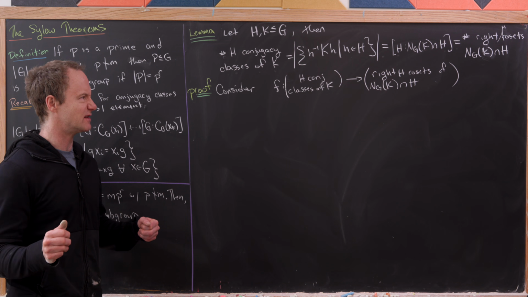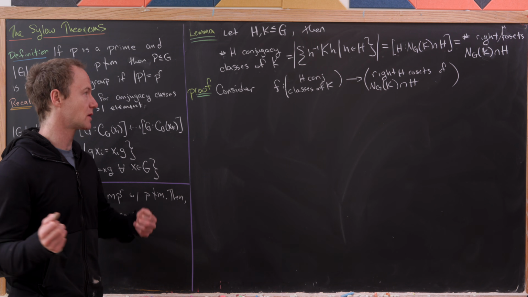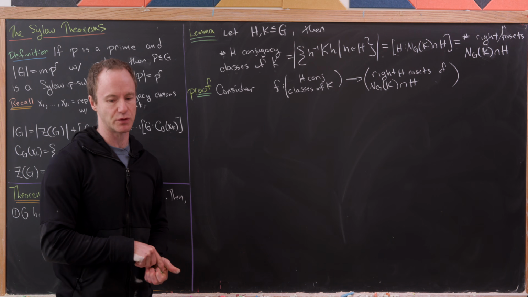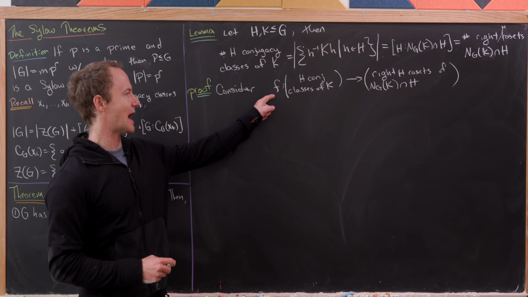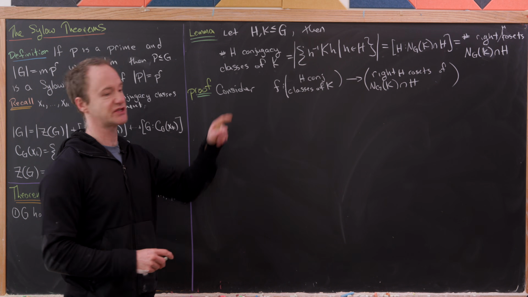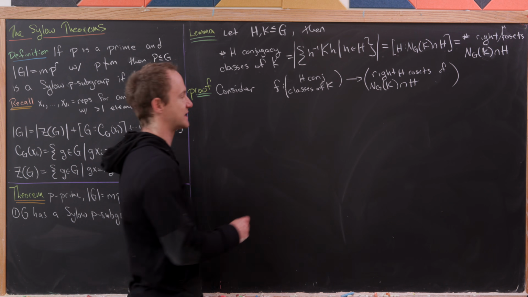So how do you check that these two things are the same number? Well, we're going to find a bijection between them. Let's consider this map that takes conjugacy classes to cosets. And here's what it's going to do.